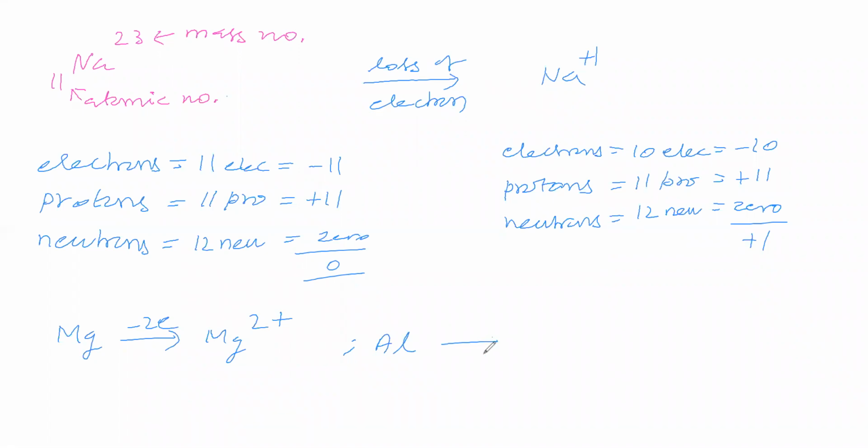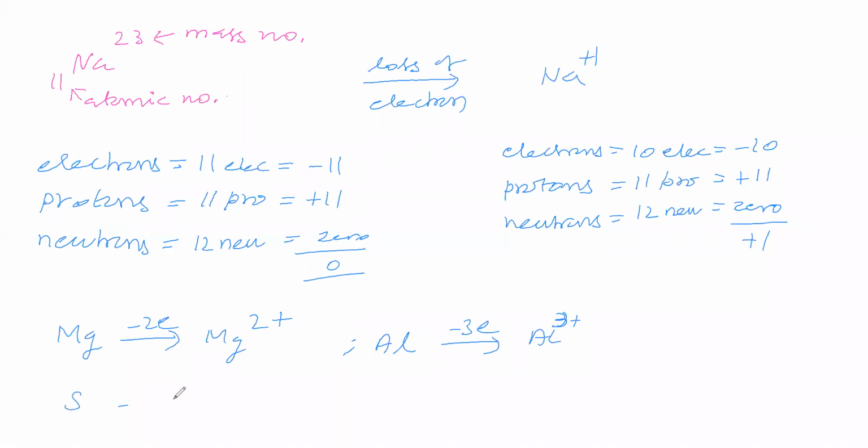Aluminum can lose 3 electrons in a chemical reaction. So what charge will aluminum get? Aluminum will get a plus 3 charge, not minus 3. Aluminum can lose 3 electrons, so it will get a plus 3 charge.